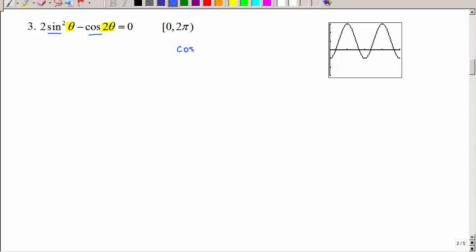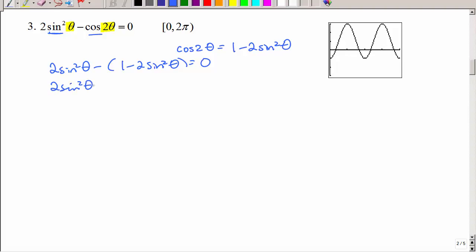So if you look at your list of identities for the cosine of 2 theta, you have some choices. You have ones with sine squared and cosine squared. That's not ever a good choice for trig equations. Your other one involves cosine, which is not a good one. We want to pick the one that just has sine. And we have that. So that's what I want to substitute. So I have 2 sine squared theta minus, that equals 0. You want to distribute your minus sign, and we want to collect like terms.